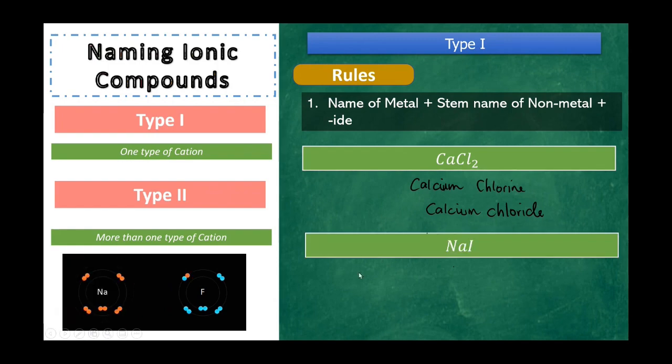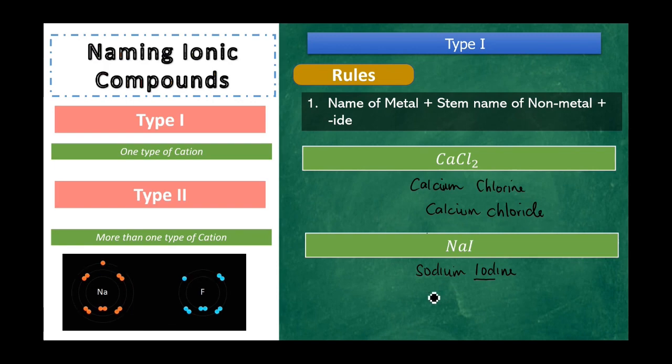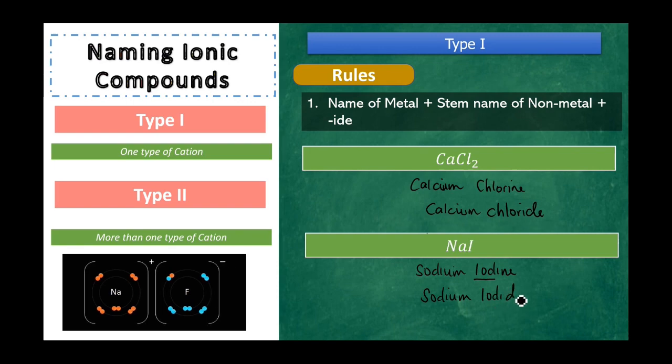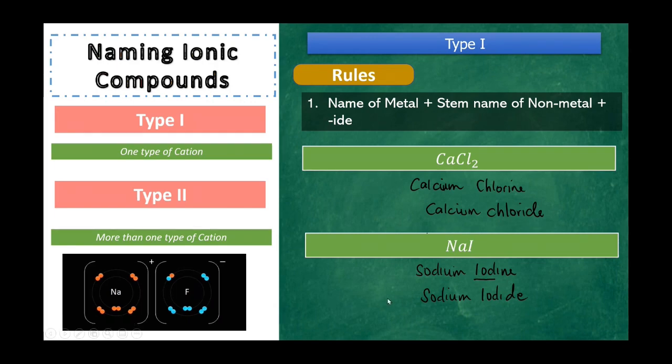How about here, sodium and then iodine. So the stem name of iodine is iod. So when you rewrite it, sodium iodide. Okay, so this is how you get the name of a chemical formula.